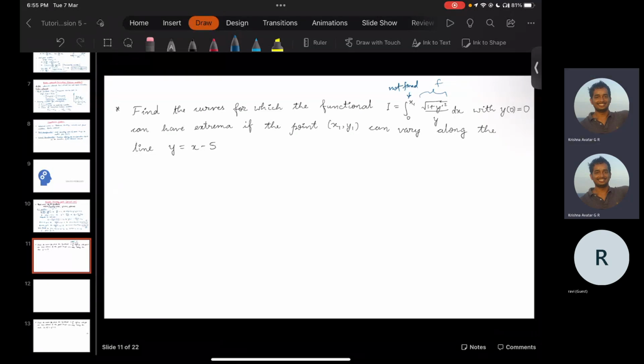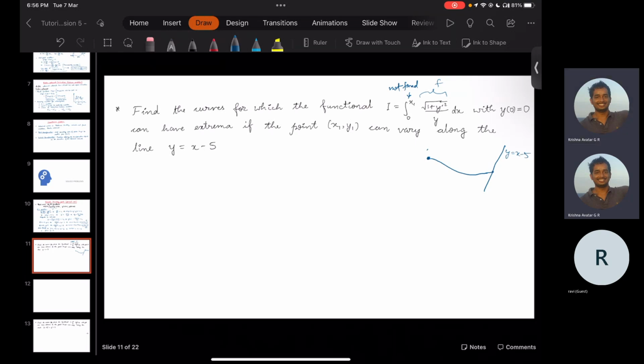So essentially, we have some functional which connects, and this happens to be a straight line y is equal to x minus 5. So this was our x naught y naught, which is nothing but the origin, and the second is x1, y1, which is allowed to vary, but only along a particular curve, which in this case is a line.